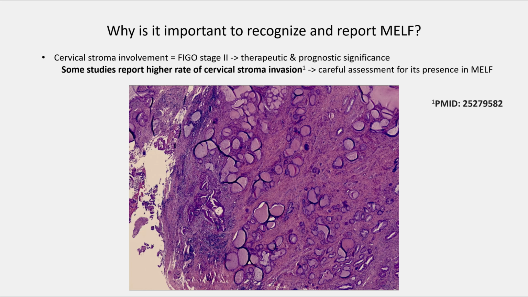And this is a picture of another area of the same specimen showing an intact fragment of cervical stroma with endocervical glands and infiltration of the cervical stroma by the neoplastic endometrial glands.